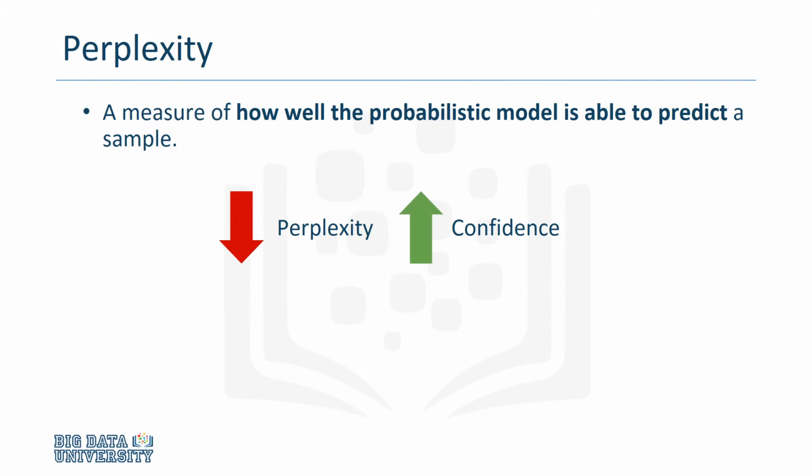The main metric for language modeling is known as perplexity. Perplexity is a measure of how well the model is able to predict a sample. Keep in mind that a low perplexity rating equates to a larger amount of confidence in the prediction, so we want our model to have as low of a perplexity rating as possible.